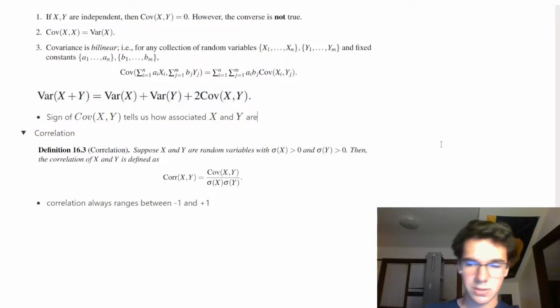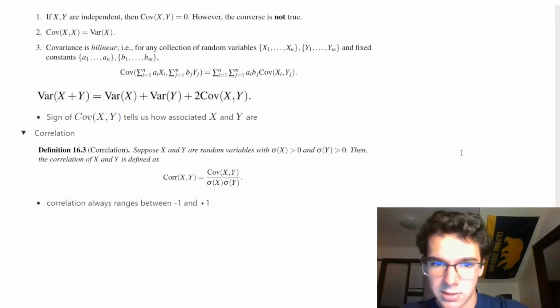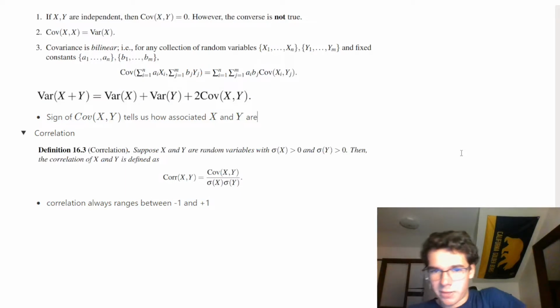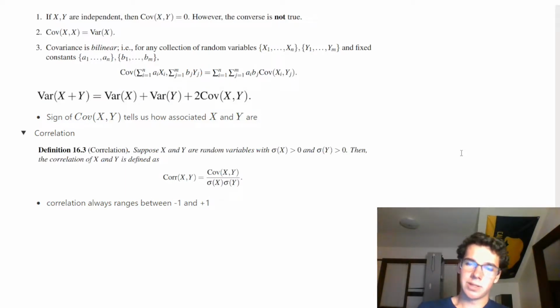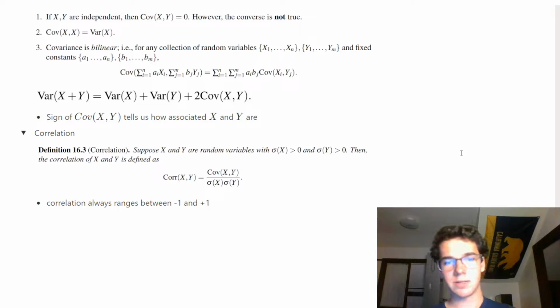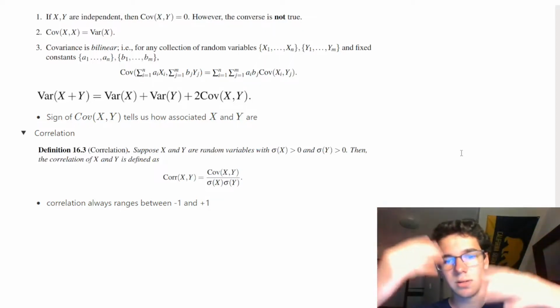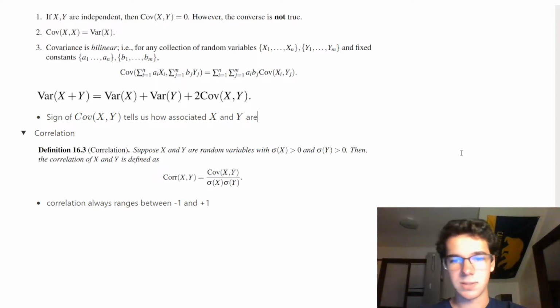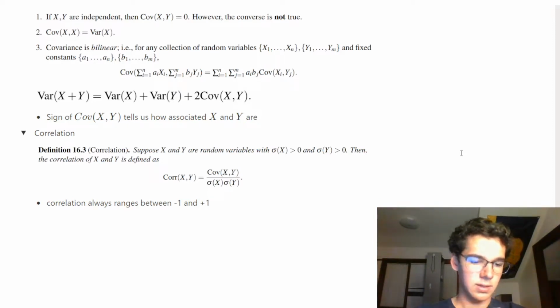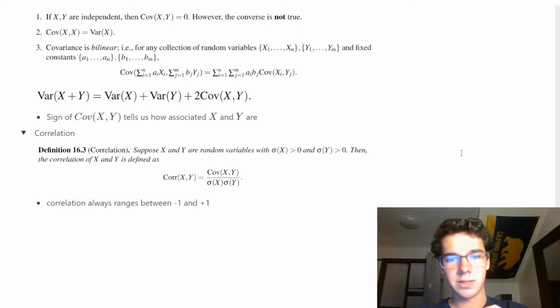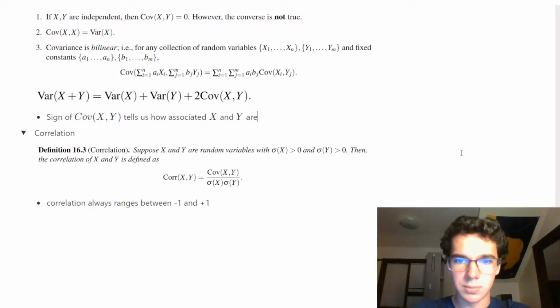And then briefly, correlation, just to sort of spit out what it is. X and y are random variables, and we're going to say the standard deviation of x is greater than 0, and the standard deviation of y is greater than 0. If that's the case, then the correlation of x and y is defined as the covariance of x and y over the standard deviation of x times the standard deviation of y. And the correlation always ranges between -1 and +1. I guess that just makes it easier for us to work with.